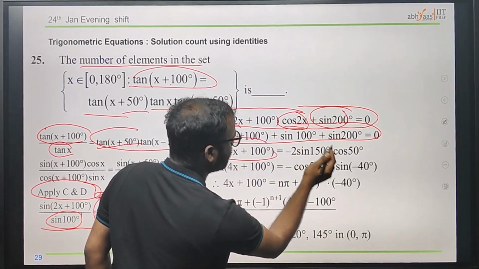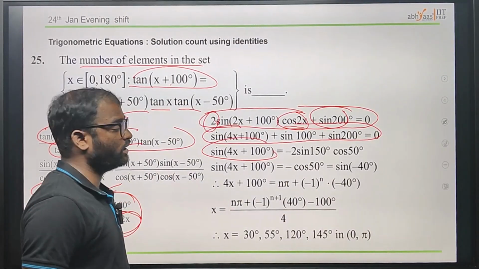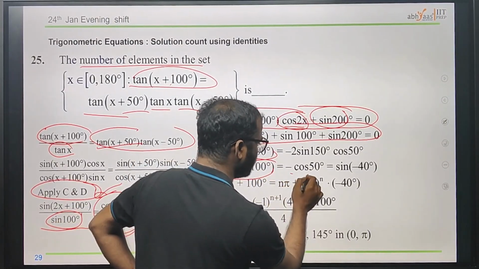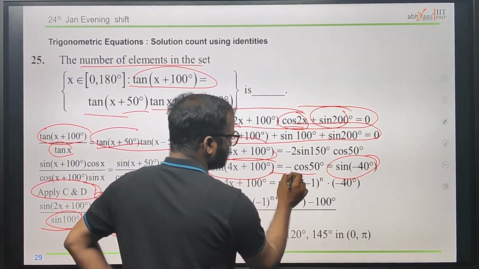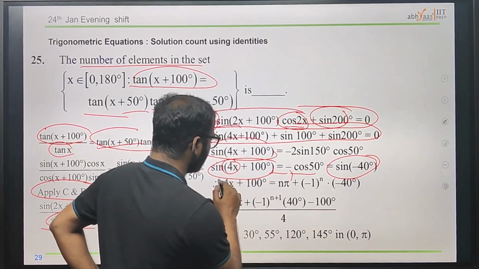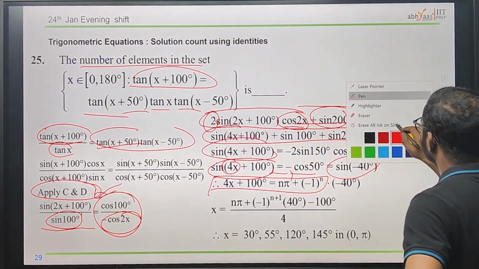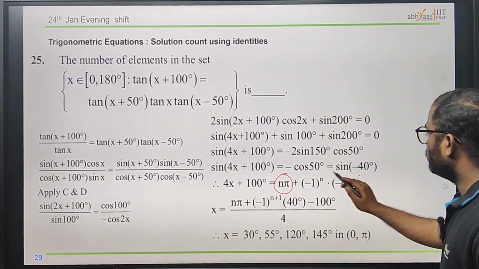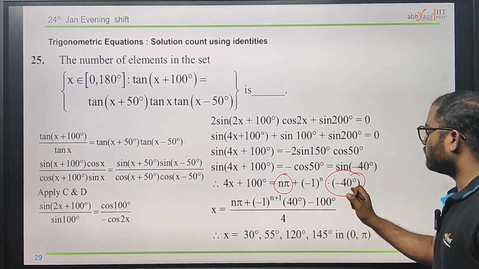On the other side, we get 2 sine of 150 cos 50. Next, we have minus cos 50 equal to sine 40 degrees. We can write this as cos 50 degrees, with 4 times x. Taking the general solution, we have n pi plus minus 1 power n into minus 40 degrees. Comparing and cancelling, we get minus 40.